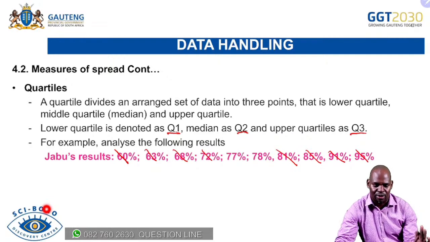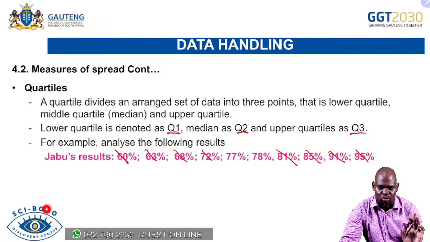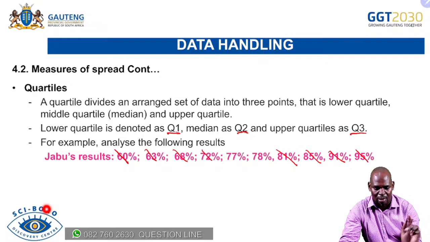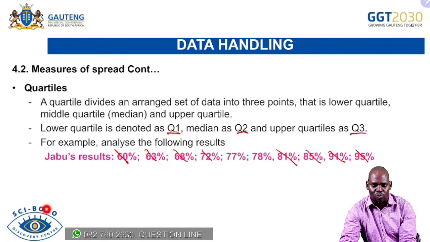Okay, let me put it in this way. The reason why I have to start with quartile 2. Remember, we've got quartile 1, quartile 2, and quartile 3. But in order to find quartile 1 and quartile 3, unfortunately, we have to start with quartile 2, which is the median, like I indicated in the previous slide. So we have to start with quartile 2 so that we will be able to determine quartile 1 and quartile 3. Okay, so we've got our middle numbers.